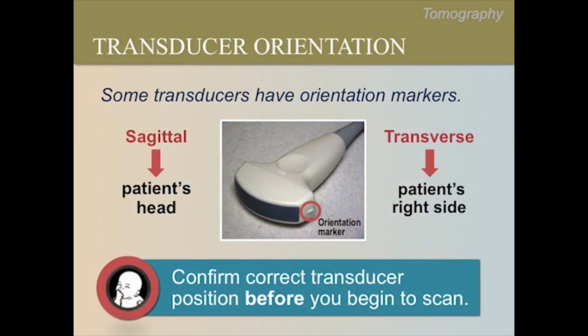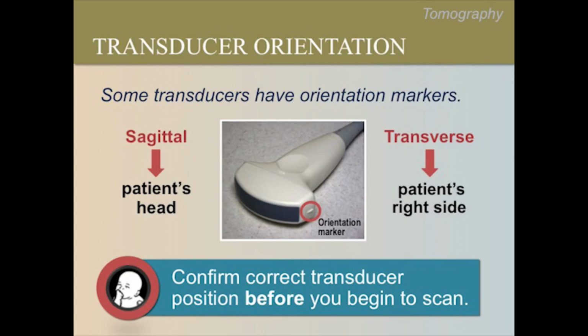Now we will discuss how to orient the transducer in the right direction so that we can interpret the images on the screen. Some transducers have markers to help us keep our orientation consistent. Please locate the marker on your transducer or on the screen. When correctly positioned, the transducer marker should always be towards the right side of the patient or positioned towards the head of the patient. When doing a sagittal or longitudinal scan, face the marker towards the patient's head. When doing a transverse or cross-section scan, face the marker towards the patient's right side.